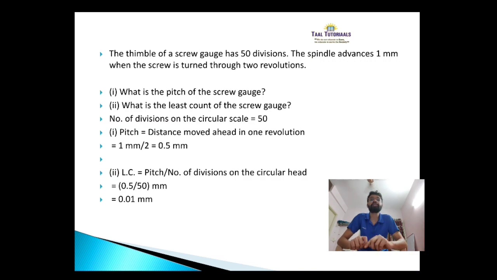Second question, what is the least count of the screw gauge? As we know, there are 50 divisions only, and the pitch we have got is 0.5. So 0.5 by 50, that is 0.01 millimeter. I think these questions are very clear.